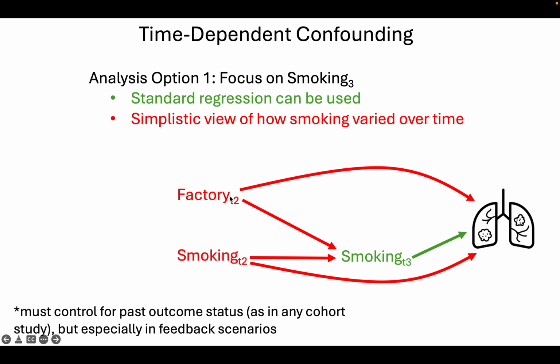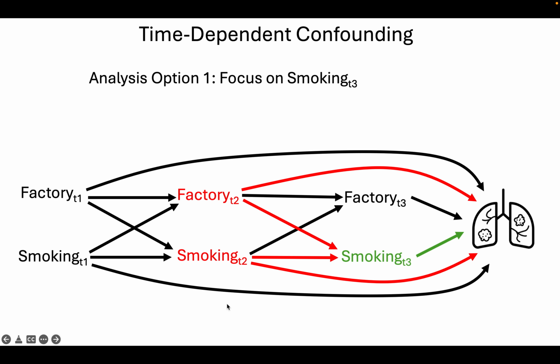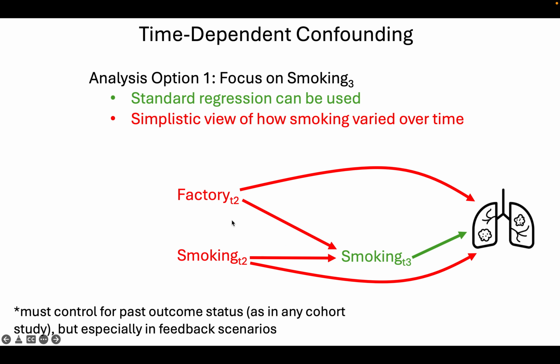So you can use standard regression here, but it's also a very simplistic view of how smoking varied. It's not doing the trick, but it's eliminating a good chunk of bias by doing it this way. But you're not looking at the question you set out to answer, which is this combined effect of smoking across the time periods.